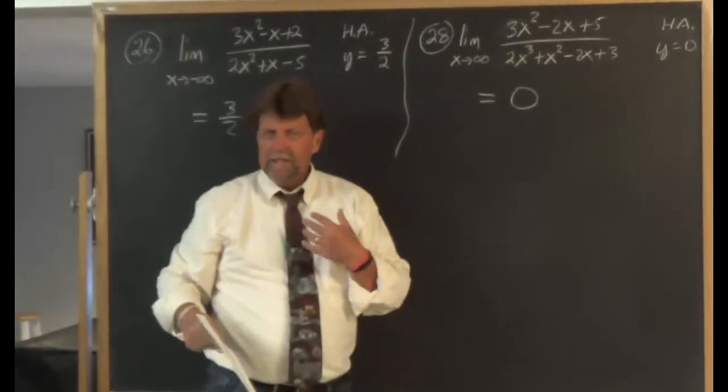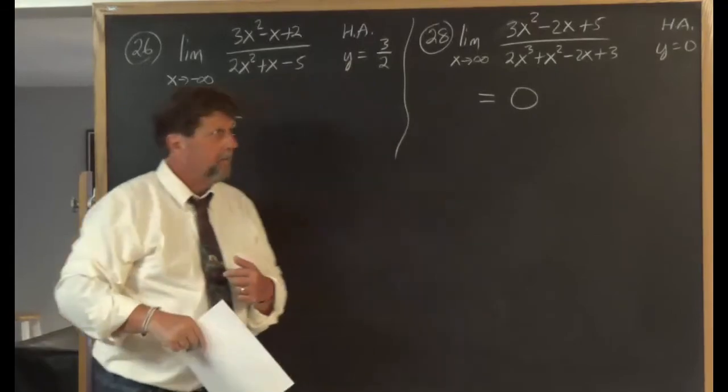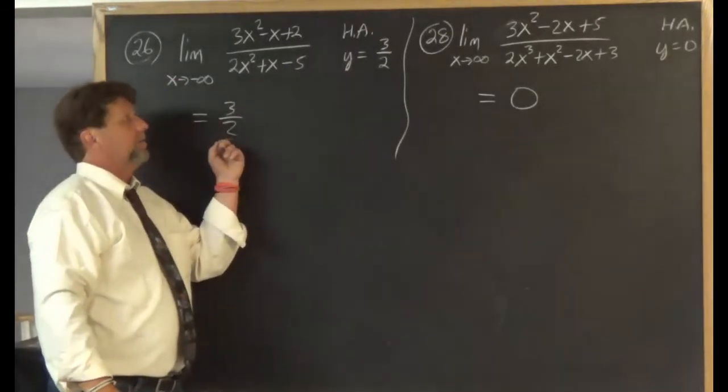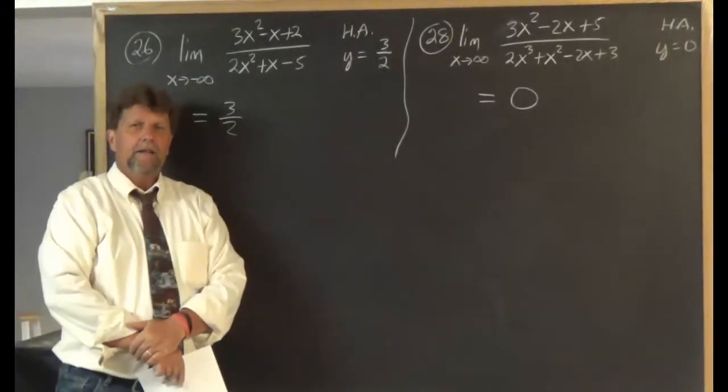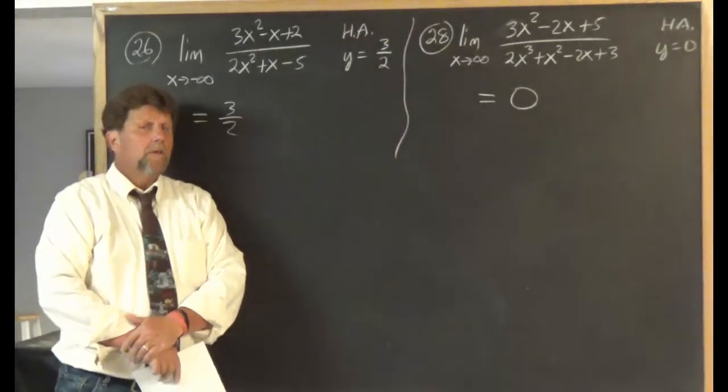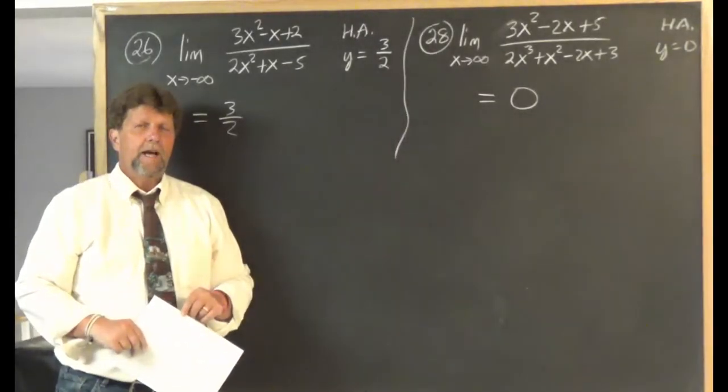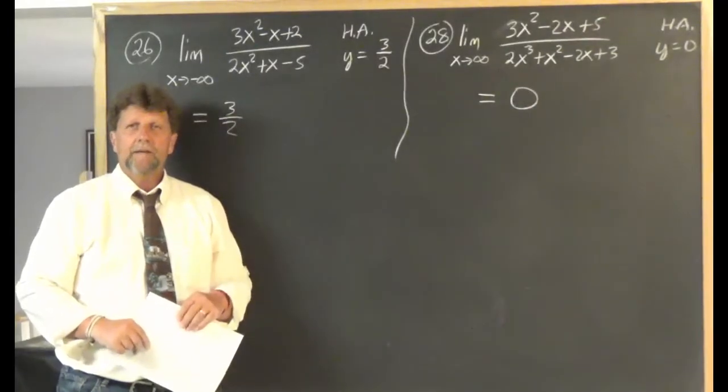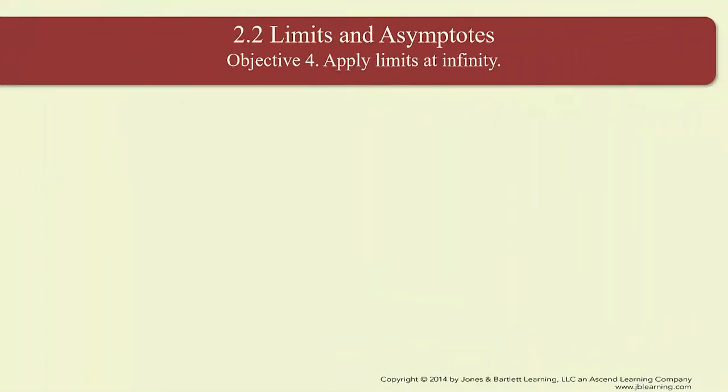So that was it for 26 and 28. I hope for 26 you got 3 halves, and I hope for 28 you got 0. So let's head on back to the slides. I'm sure we're going to now look at an application involving these types of limits. All right, as we saw in that example, and the couple problems that I asked you to do following the example, the ability to find a horizontal asymptote makes finding those limits pretty friendly.